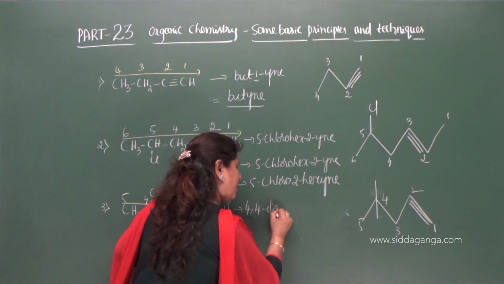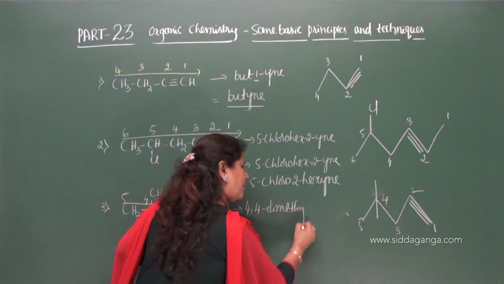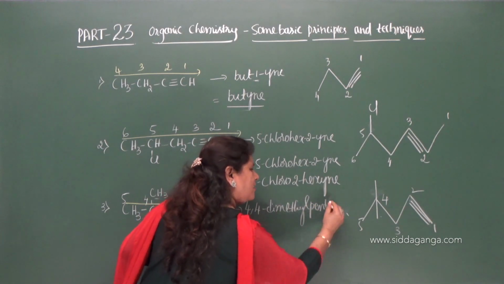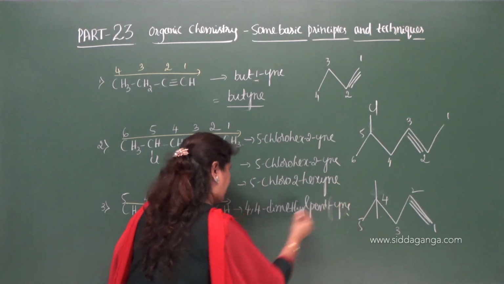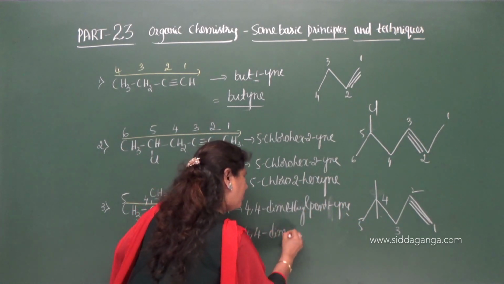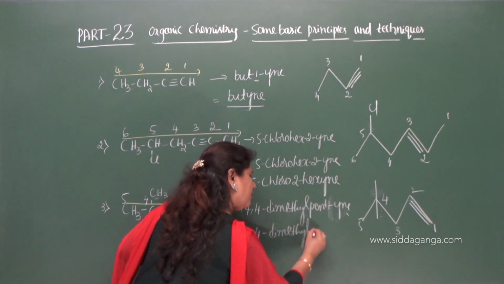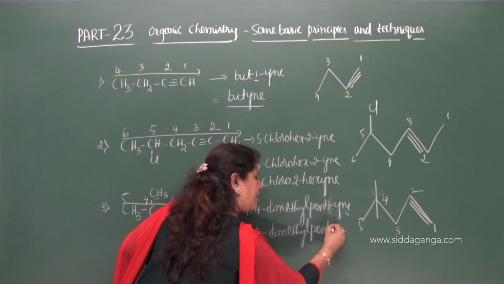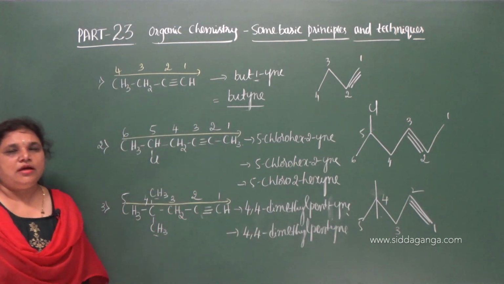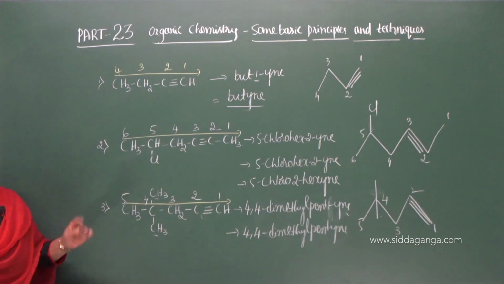4,4 dimethyl pent-1-yne. You can ignore the locant 1. Therefore, 4,4 dimethylpentyne is the IUPAC name of this compound, and that is the bond line formula.